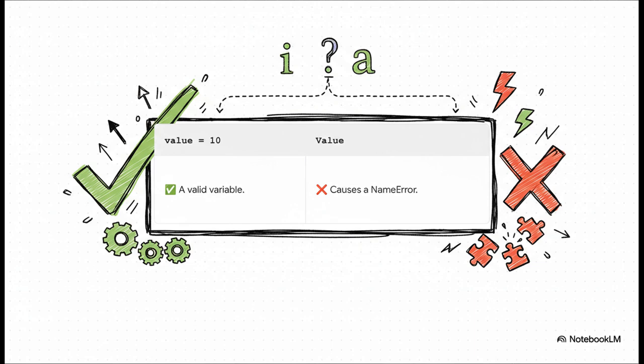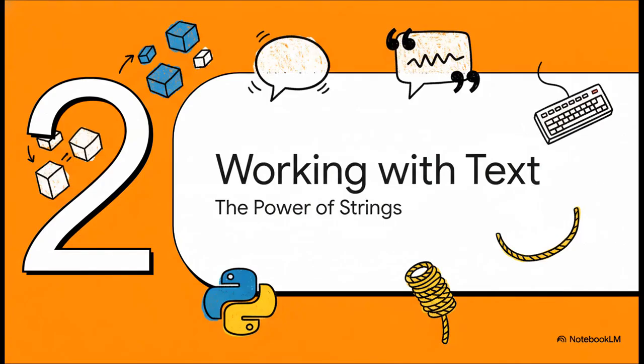And here's a super crucial rule you've got to remember. Python is case sensitive. What that means is a variable named value with a lowercase v is completely different from one named value with a capital V. To Python, those are two totally separate things. If you mix them up, Python's going to have no idea what you're talking about, and it will give you an error.